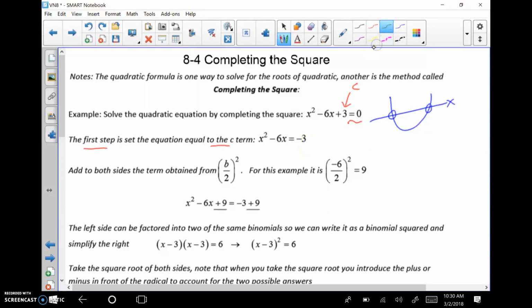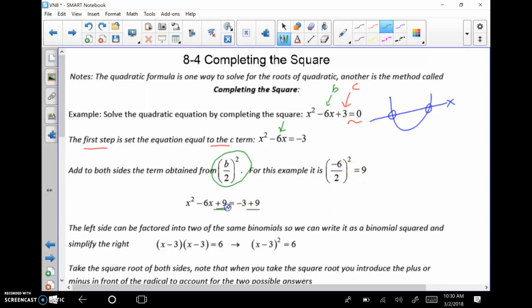And then the next step, which is probably the trickiest step, or maybe the weirdest step in completing the square, is that we add something to both sides. And that something comes from its own little mini formula. It comes from this right here: your b term divided by 2, squared. So our b term here is the negative 6. When you divide negative 6 by 2, you get negative 3. And when you square negative 3, you get positive 9.